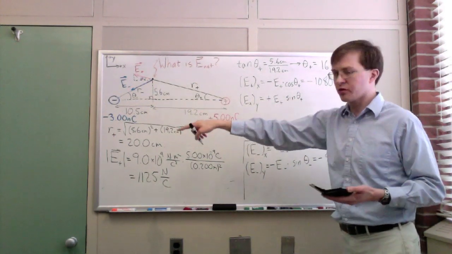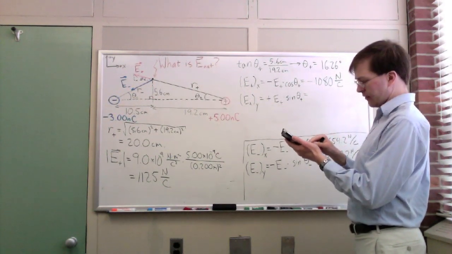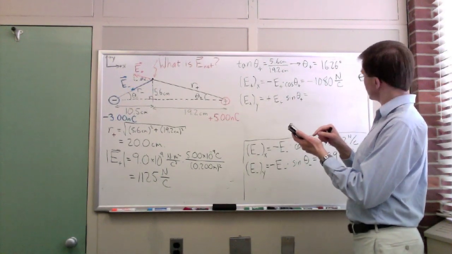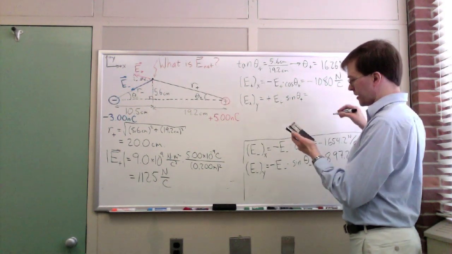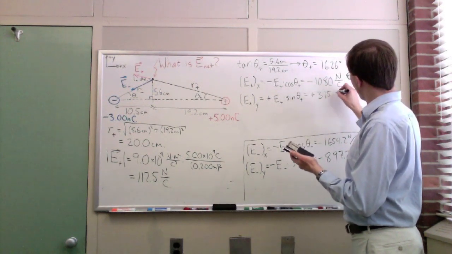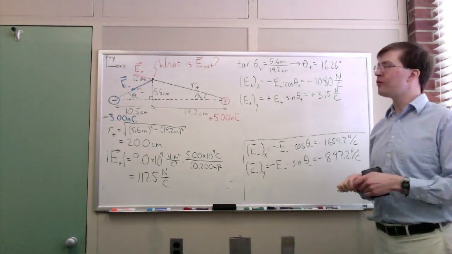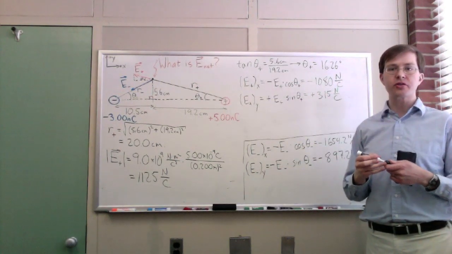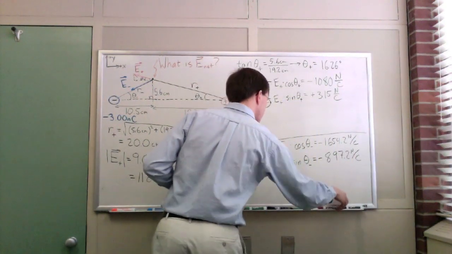For this one, I do the same thing, the magnitude E plus times the sine of theta plus. Again, I'm just doing the right triangle business. I get 1125 times the sine of 16.26, and I get positive 315 newtons per coulomb. So at this point, I have X and Y components for the negative charge and for the positive charge's contribution to the total electric field over here.